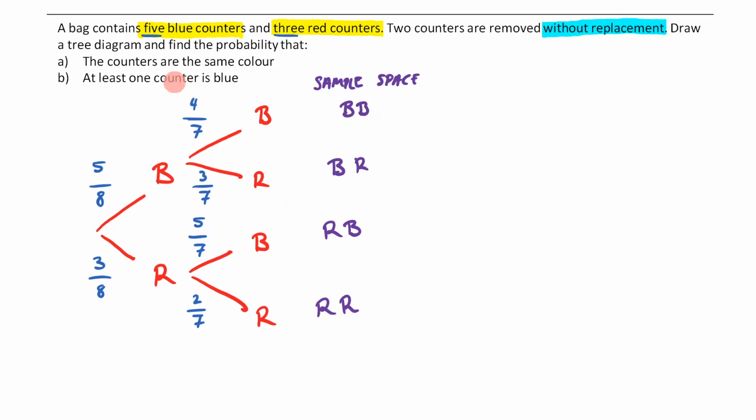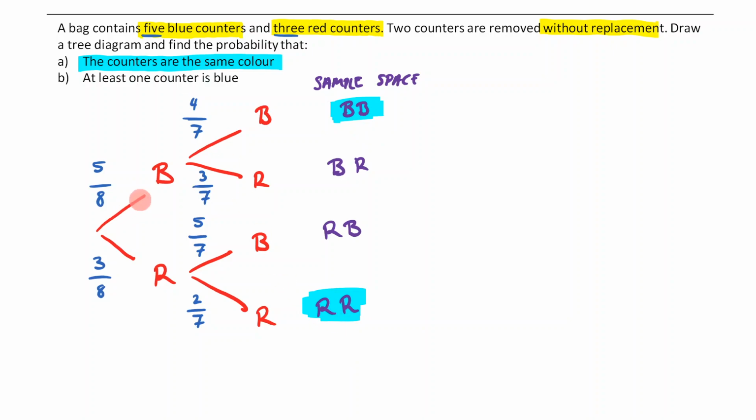Okay, now the first one. Let me actually just fix up the colors here a little bit. Okay, the first one here is saying the counters are the same color. So what's the probability that the counters are the same color? So that's either the blue blue or the red red.